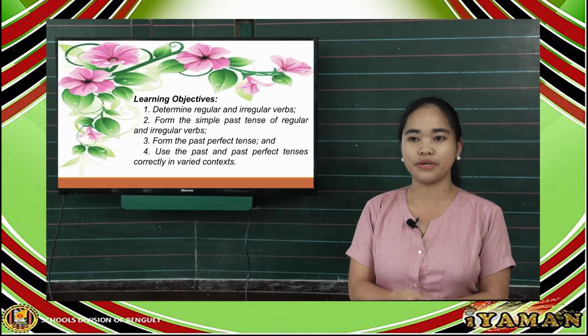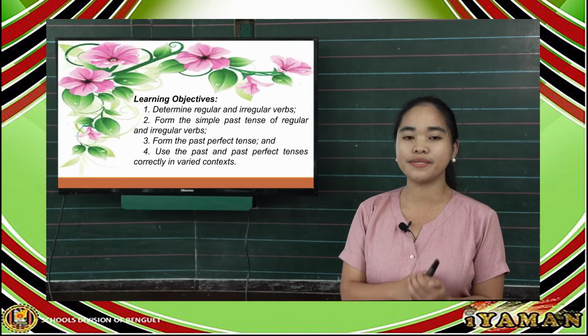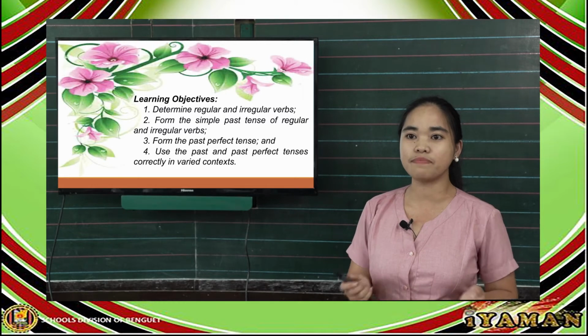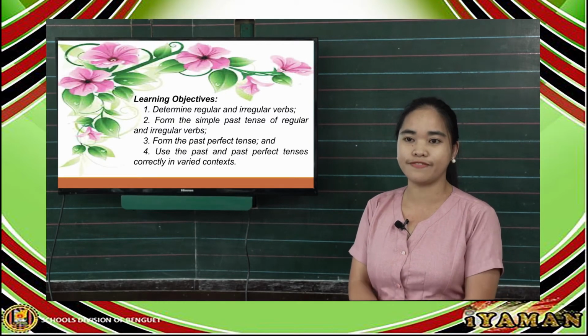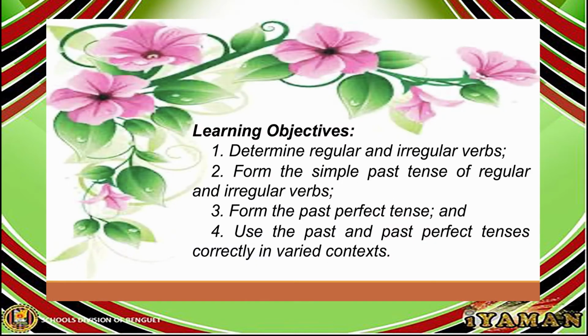At the end of this module, you are expected to master the desired learning competencies and at the same time the following learning objectives. First, determine the regular and irregular verbs. Second, form the simple past tense of regular and irregular verbs. Third, form the past perfect tense. And finally, use the past and the past perfect tenses correctly in varied contexts.